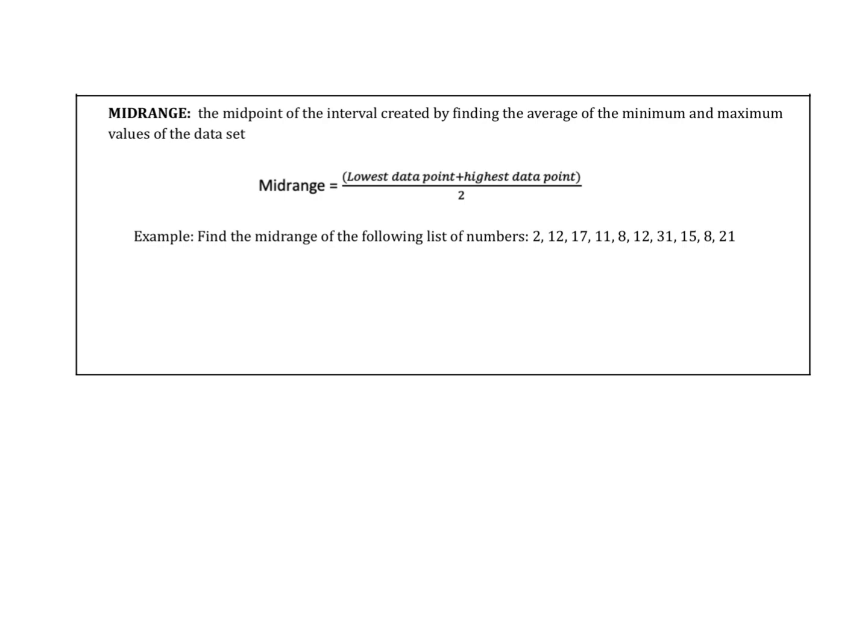The last of our 4 measures of central tendency is the mid-range. The mid-range is the midpoint of the interval created by finding the average of the minimum and maximum values of the data set. To find the mid-range, we're going to take the lowest data point and the highest data point and divide by 2. In this data set, our lowest number appears to be 2, and our highest number appears to be 31. So I'm going to add them together and divide by 2. 2 plus 31 divided by 2. I'm basically finding their mean.